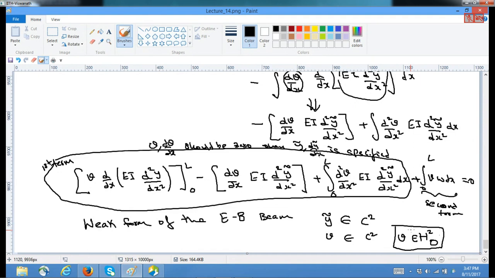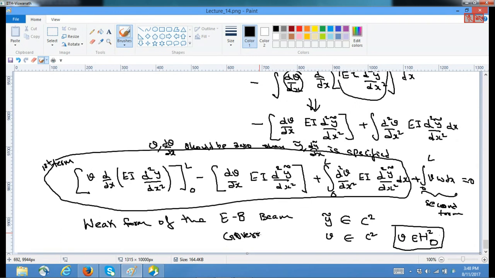So this is the governing differential equation. This is still the governing differential equation, or governing equation. Then I can solve this problem.